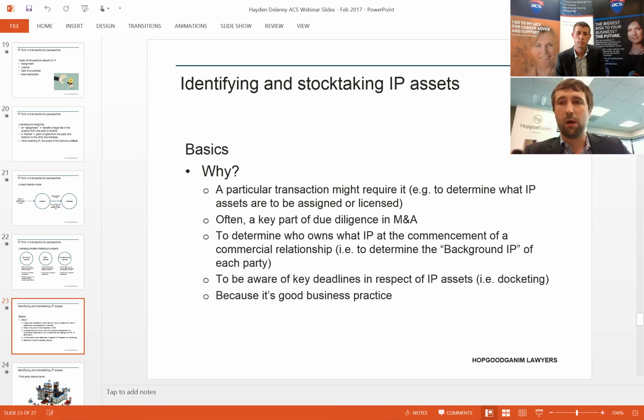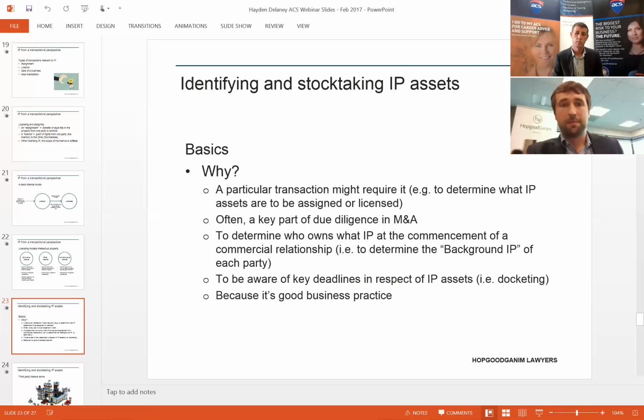You need to know what you have, what IP you're using in your business, because maybe you're using IP which you think you own, but you actually don't. You might have a license to it. So you may not actually have rights to use it in a particular way, and that can cause problems because you might get sued for IP infringement because of that.